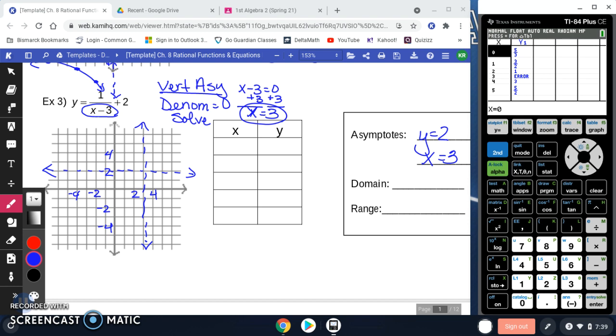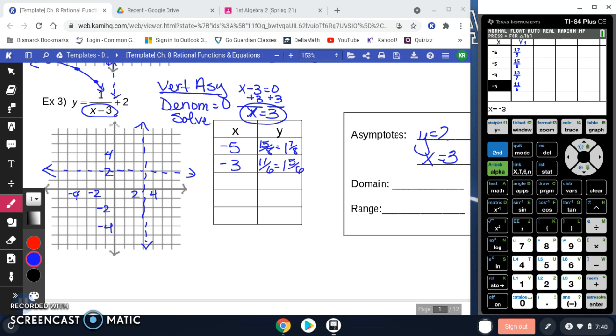Okay, so here's our table. Again, at 3, there's that error message, so that's where that vertical asymptote is. Okay, let's go a little bit before. We got lots of fractions in this one. Okay, how about -5 is 15/8. Okay, so 15/8, that is 1 7/8, so it's just a little bit before 2. Let's see, how about -3 is 11/6, so that is 1 5/6.